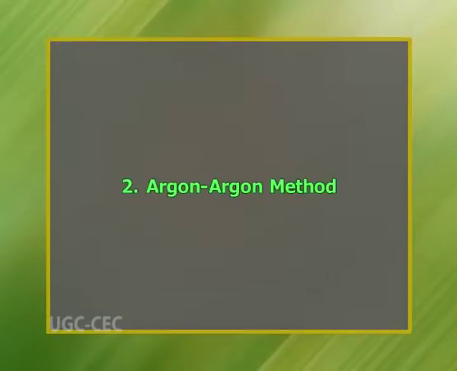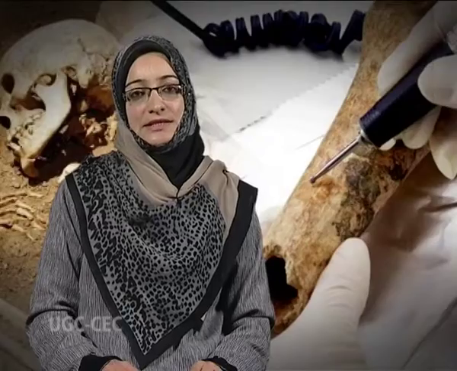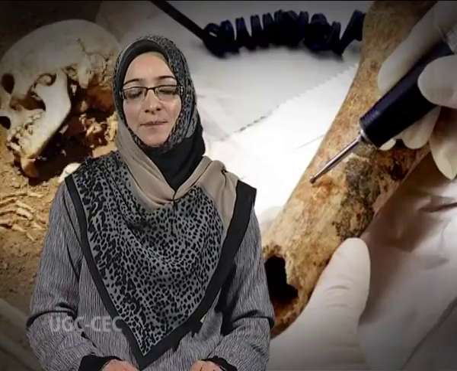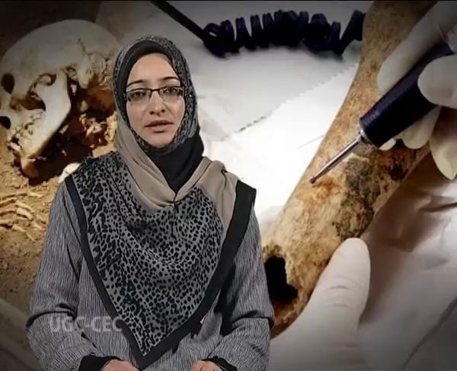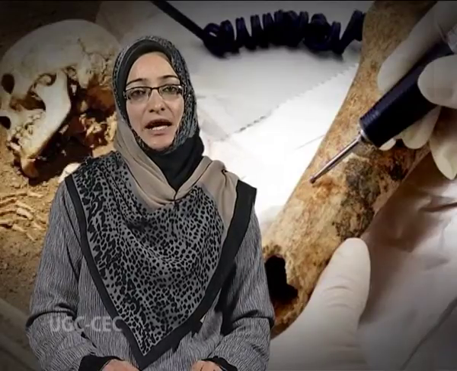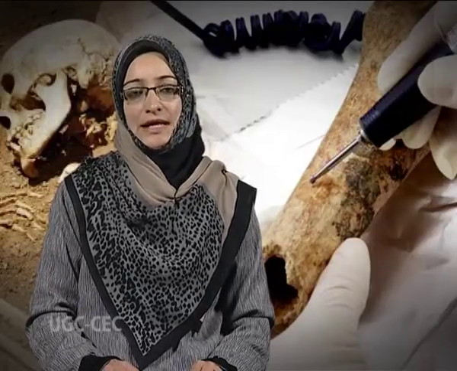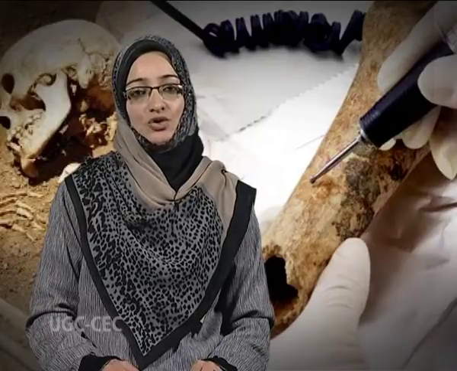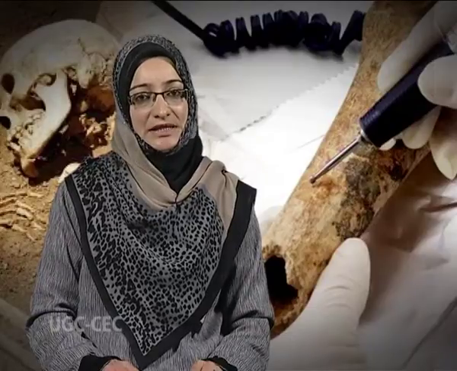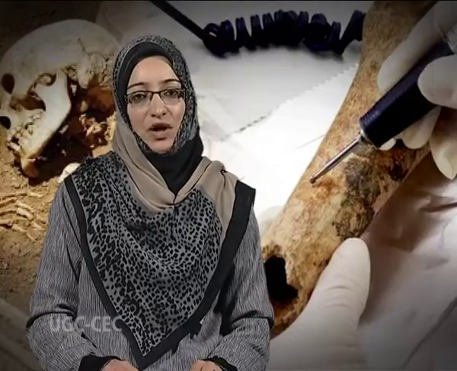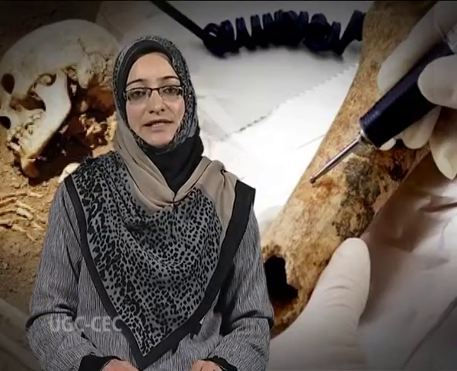Second, coming to the Argon Argon method. This method uses exactly the same parent and daughter isotopes as the potassium argon method. It's a different way of telling time from the same clock. Instead of simply comparing the total potassium with the non-air argon in the rock, this method has a way of telling exactly what and how much argon is directly related to the potassium in the rock.